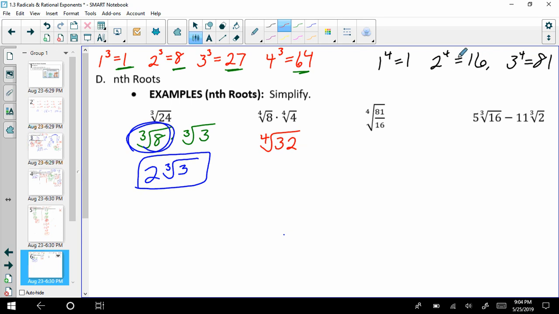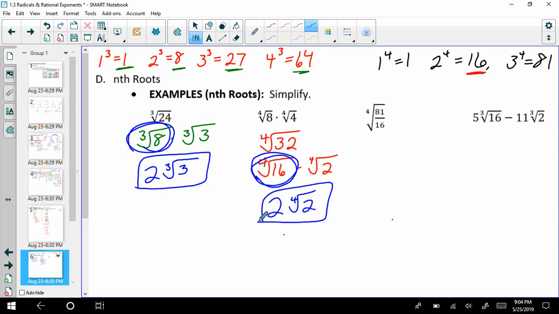32 is not one of my perfect fourths because it jumps from 16 and then it goes to 81. But there is a perfect fourth that will go into 32. So I'm going to break it up into 16 and 2 because that makes 32. And then I want to focus on the perfect one. The fourth root of 16 is 2. Because that's asking what number times itself 4 times is 16, 2. And then the leftover radical.